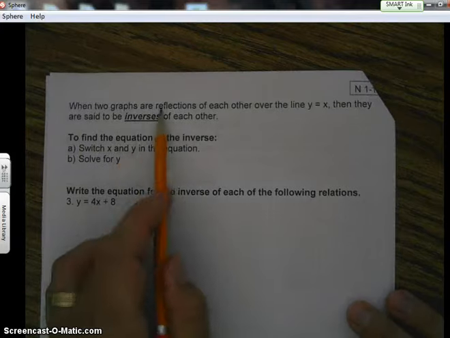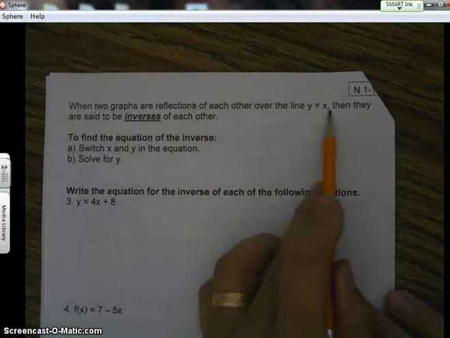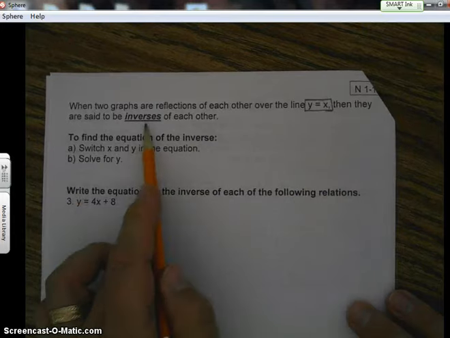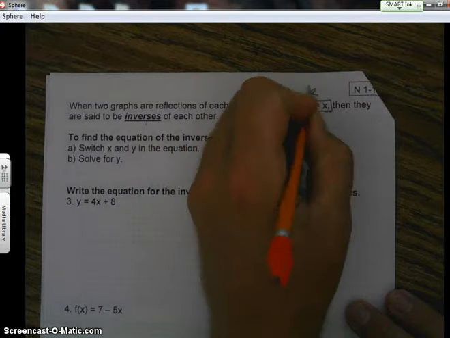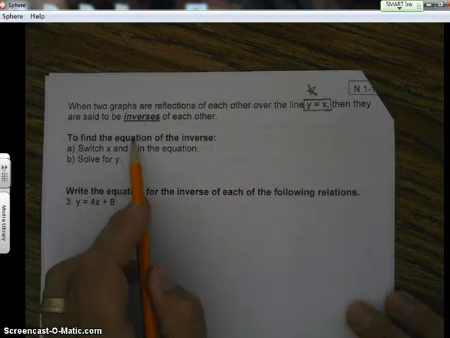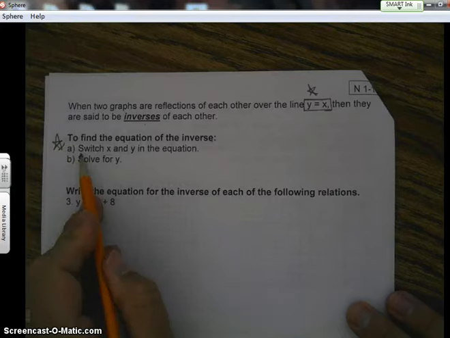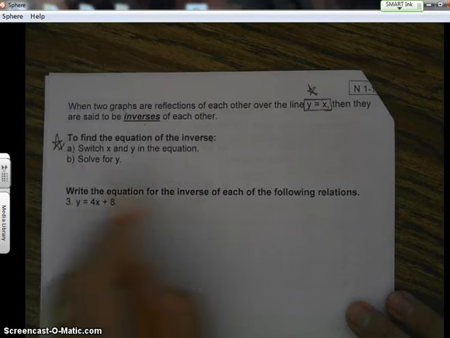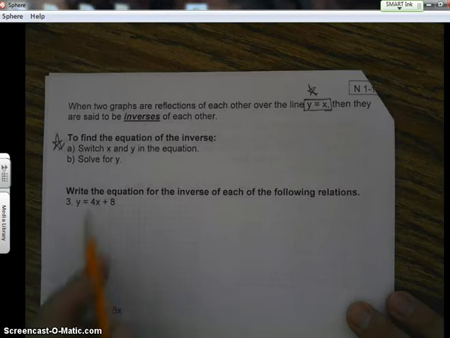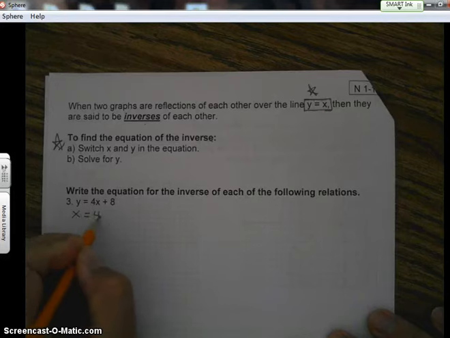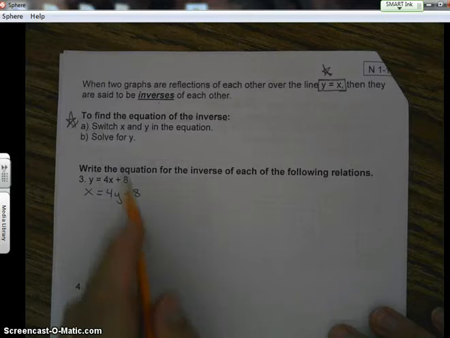When two graphs are reflections of each other over the line y equals x, memorize that, then they are said to be inverses to each other. To find the equation of the inverse, notice anytime I put a star, this is important. Switch the x and y in the equation and solve for y. So if I want to find the inverse equation, we switch the x and the y. Nothing else moves, only the x and the y. And then we solve for y.